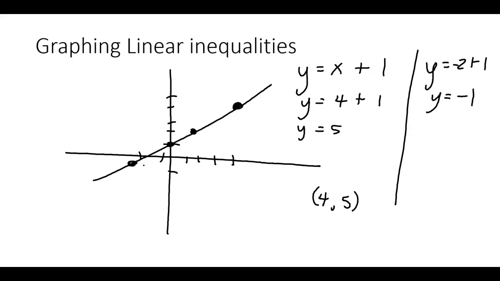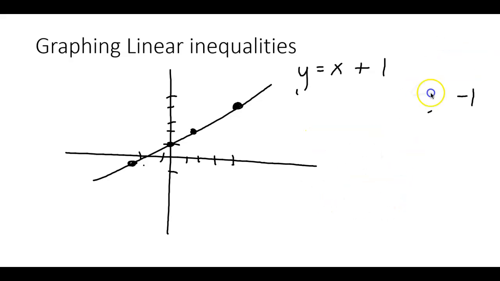Now, what would happen, though, if I were to put a greater than sign here? Y has to be greater than x plus 1. So now y is greater than x plus 1. Remember when Steve told us to plug in 4? It can't be equal to 5. So y, but what do we know about y? That it's greater than 5. It would have to be greater than 5.